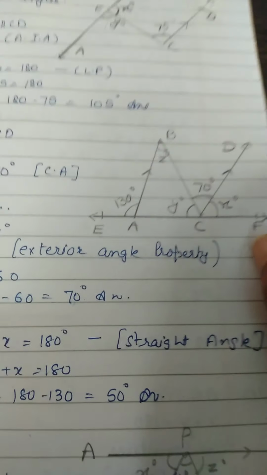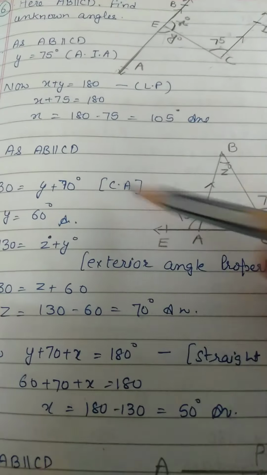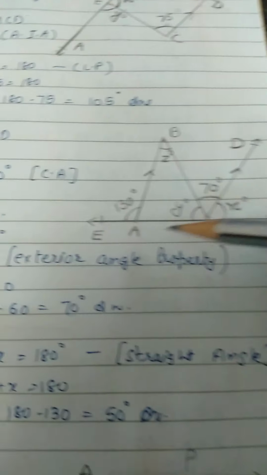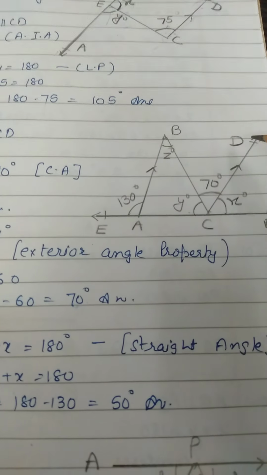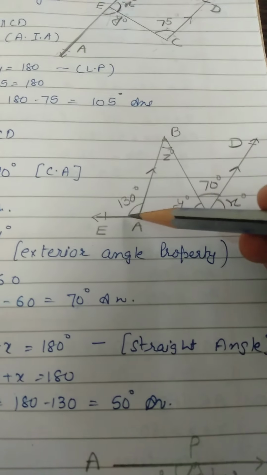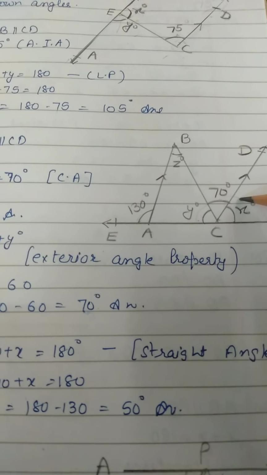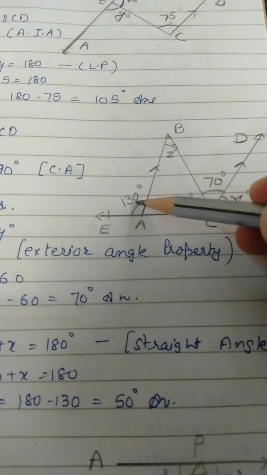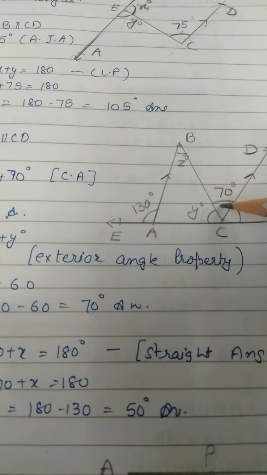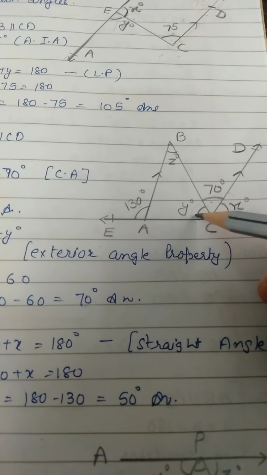Fine. So here, first of all, I just find the value of y by making it a corresponding angle. These are two parallel lines. This complete figure is above. Fine. So these are corresponding angles. So that's why 130 is equal to y plus 70. So y is equal to 60 degrees.